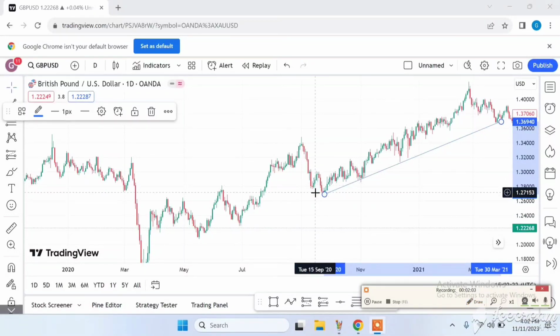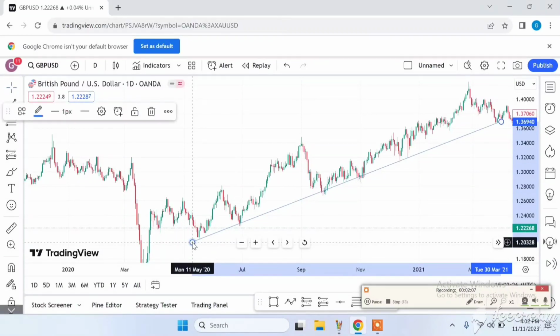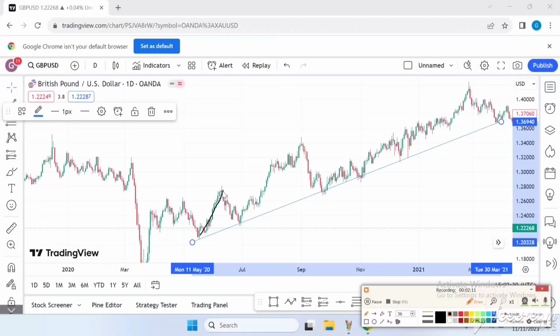Clearly, this is an uptrend starting from here. As you can see, higher highs, higher lows, higher highs, higher lows, higher highs. It took it all the way here to make a higher high and then higher lows. So like that, this is basically an uptrend. Clearly, guys, never miss this.